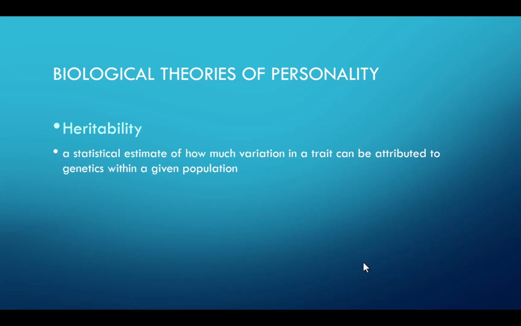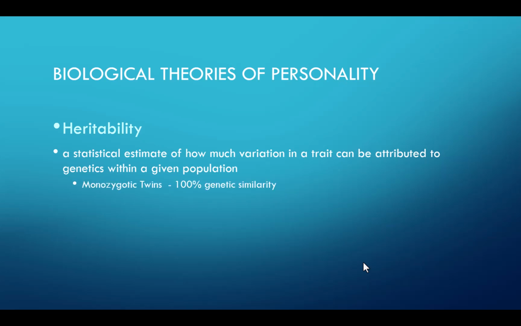Now, we've come across this term before, and we'll probably come across it again before the end of the semester. It's important to remember that it's on a number from 0 to 1, so 0.5 meaning that about 50% of the variation in that trait can be attributed to genetics. And a 1 would mean that 100% of variation in that trait could be attributed to genetics.